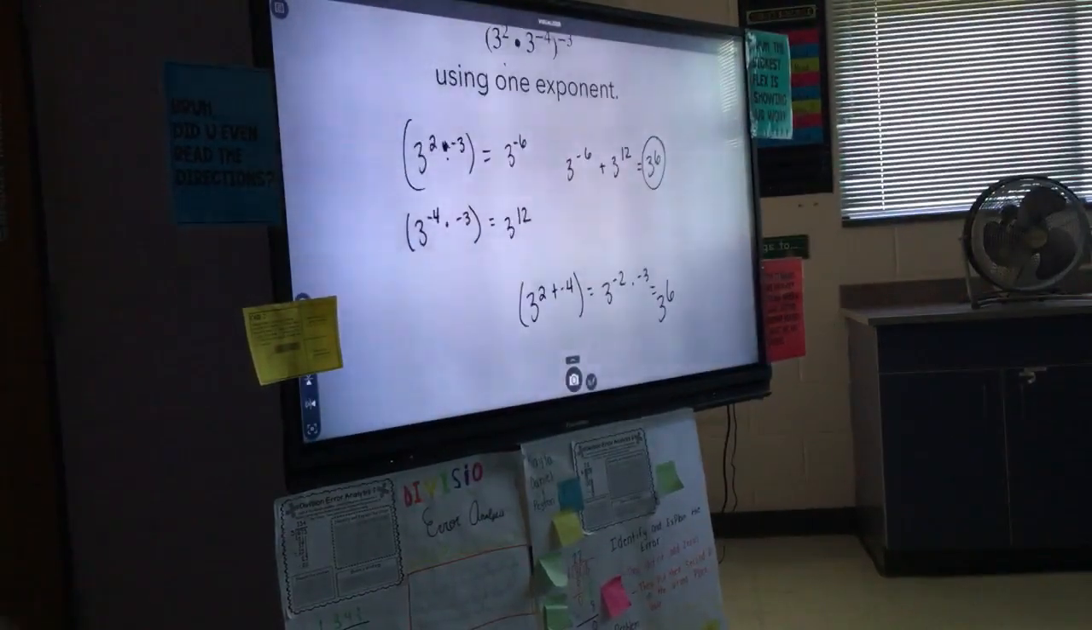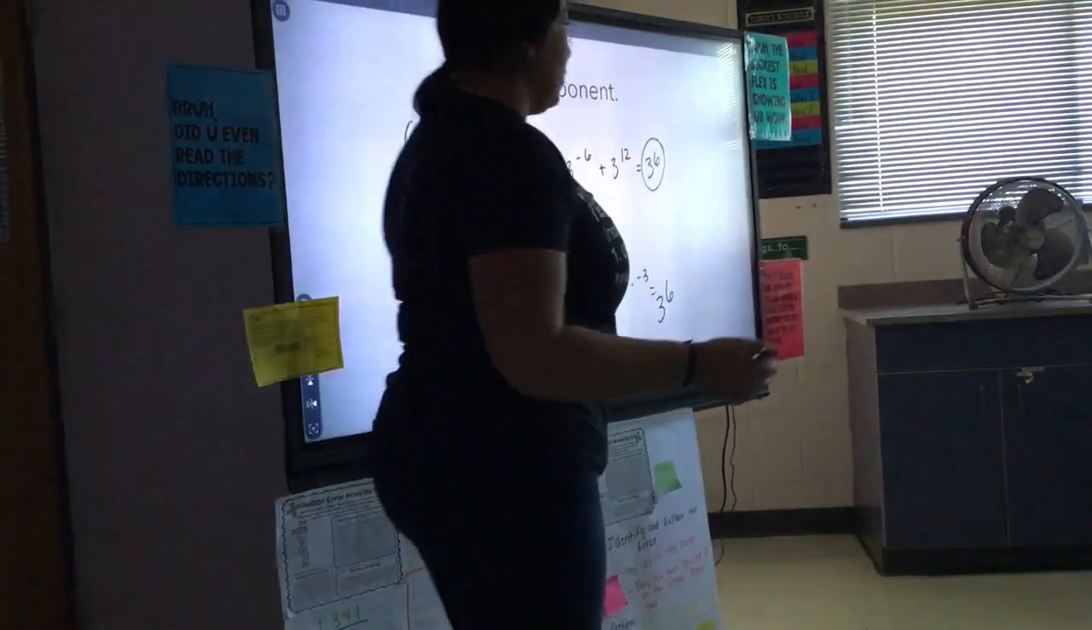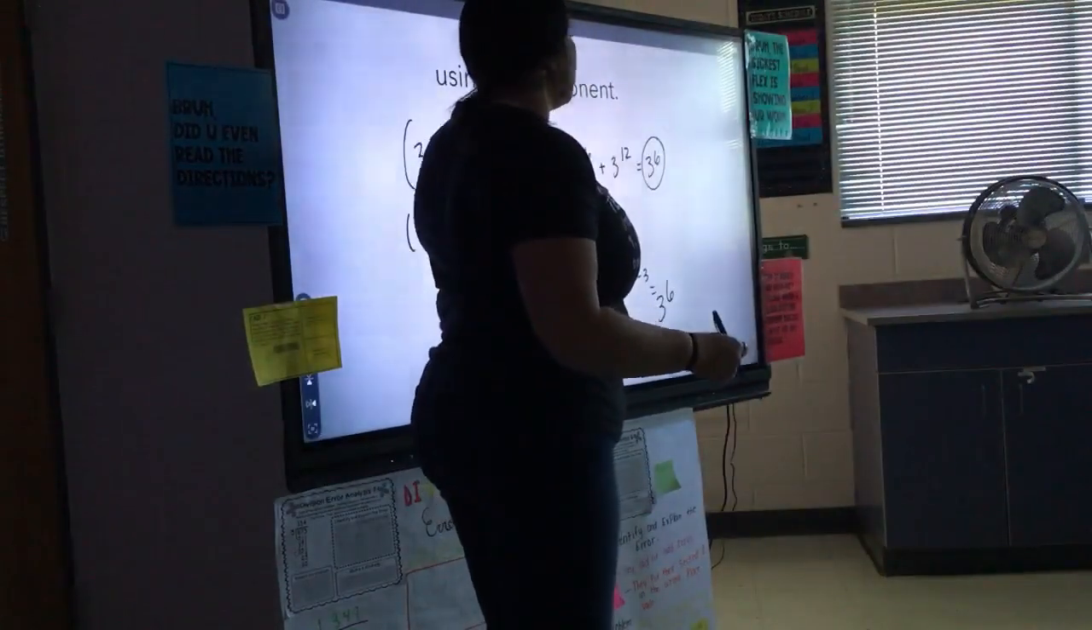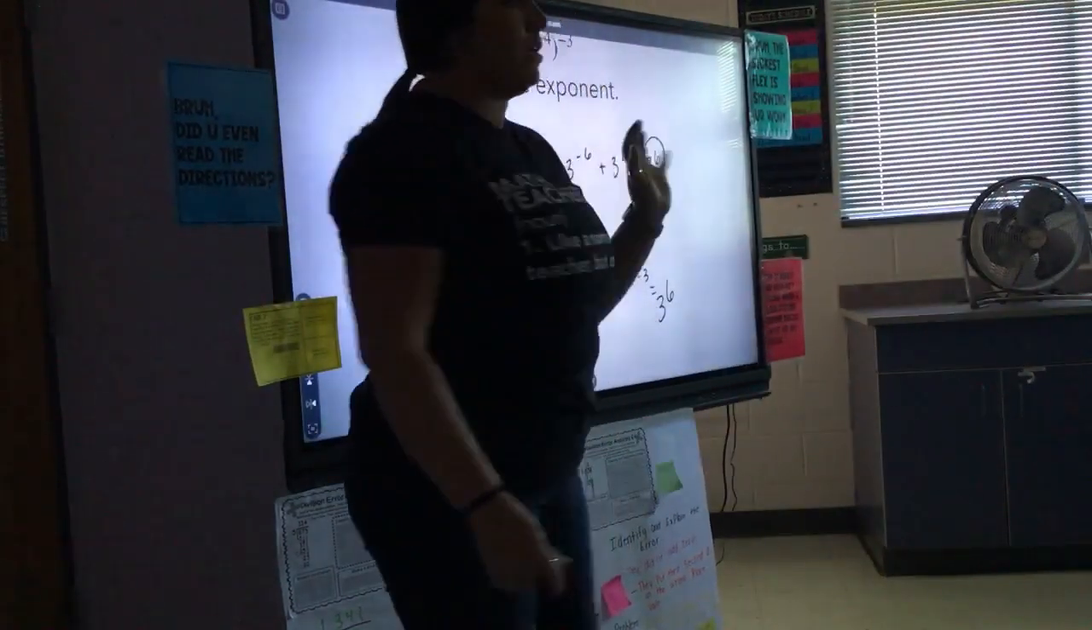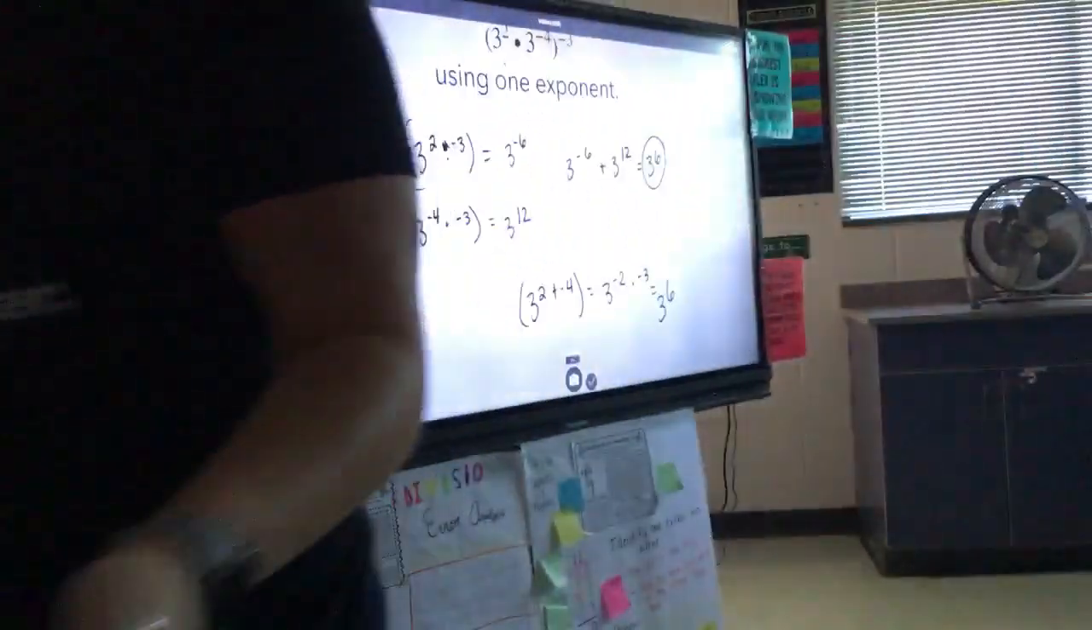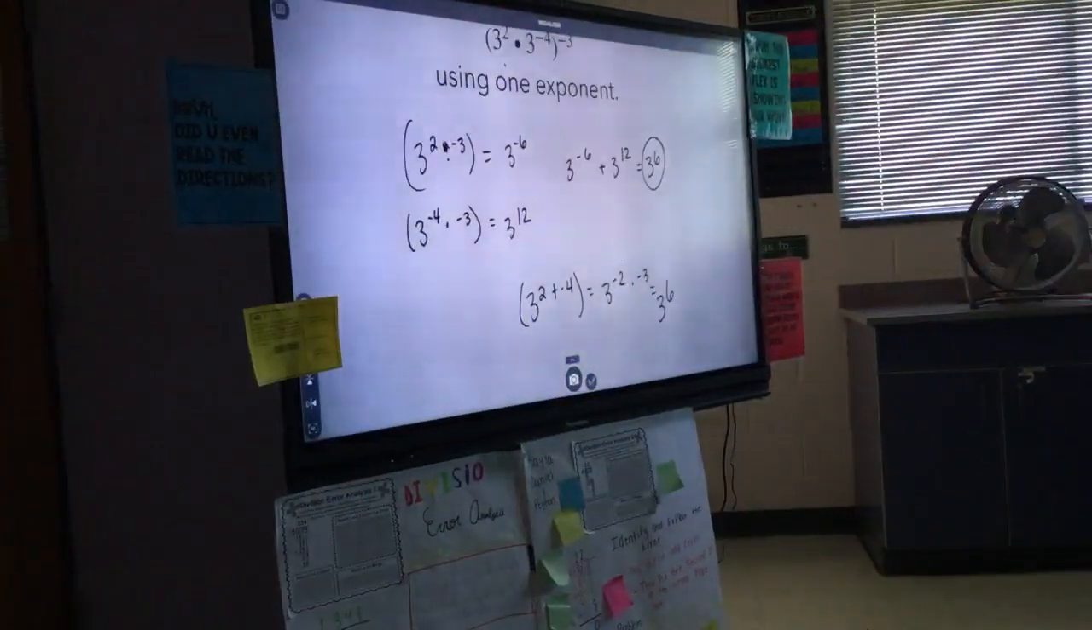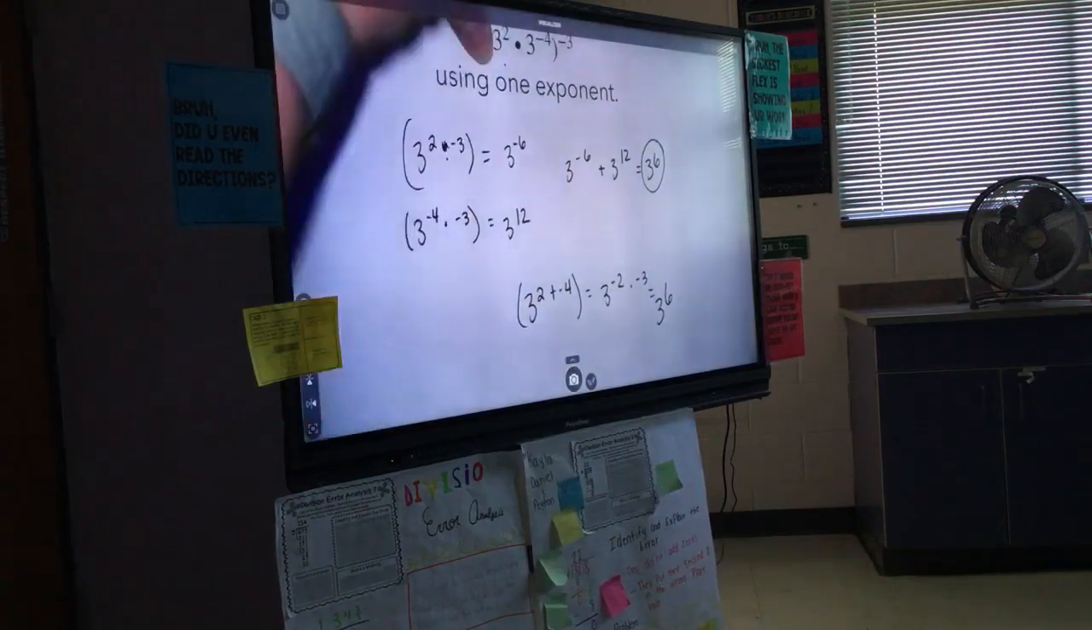So technically he solved inside and then distributed his negative 3 from the outside. Is that okay? Do we still get the same answer? Okay, so again, this is a good example of 2 different ways getting the same answer for the same problem. Okay? Go to number 9.